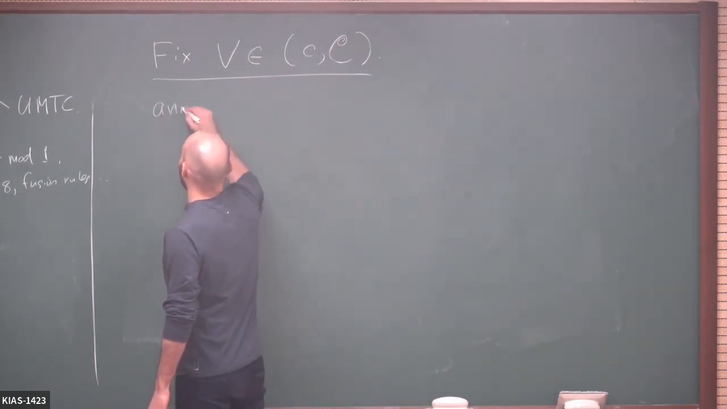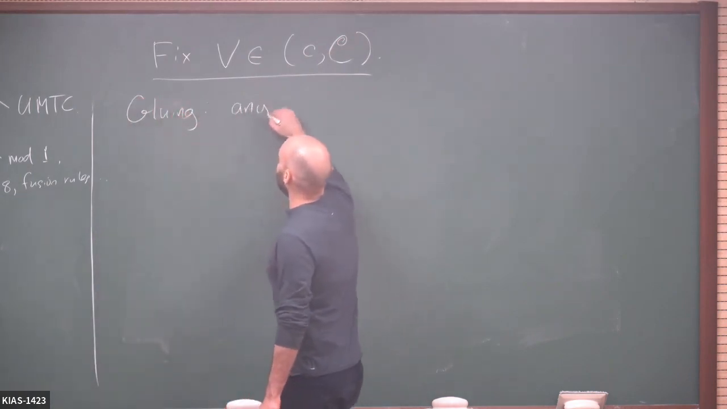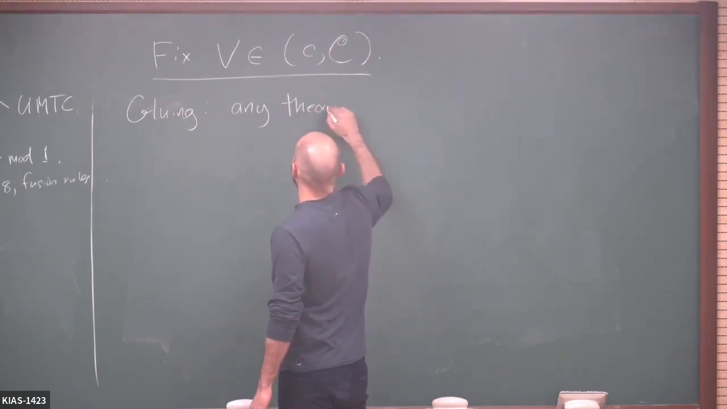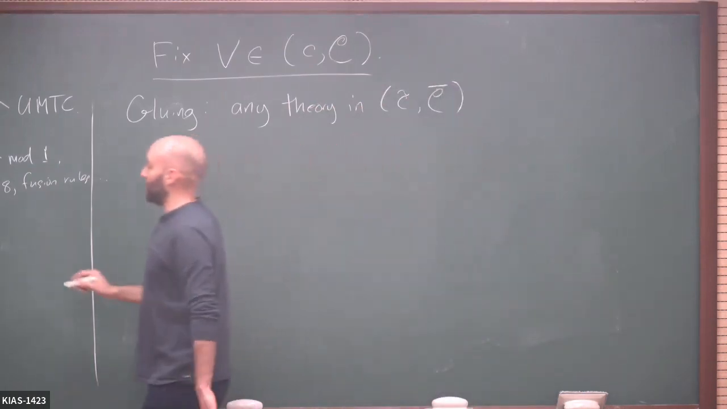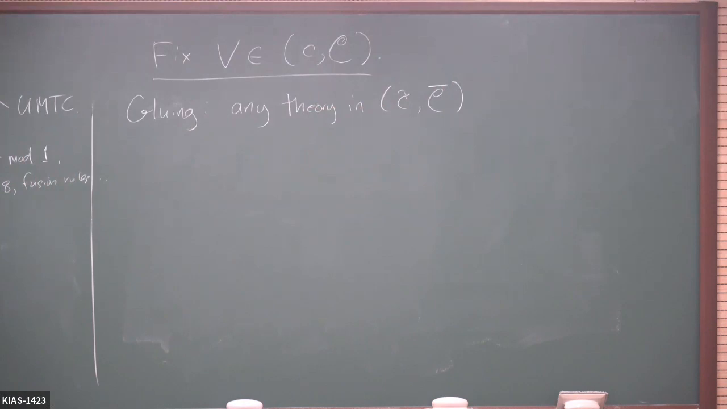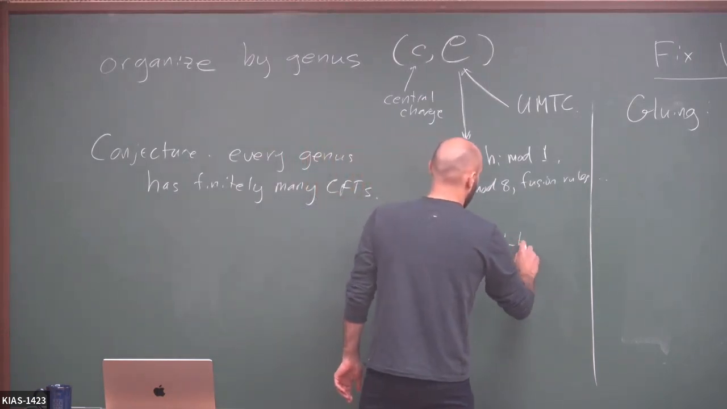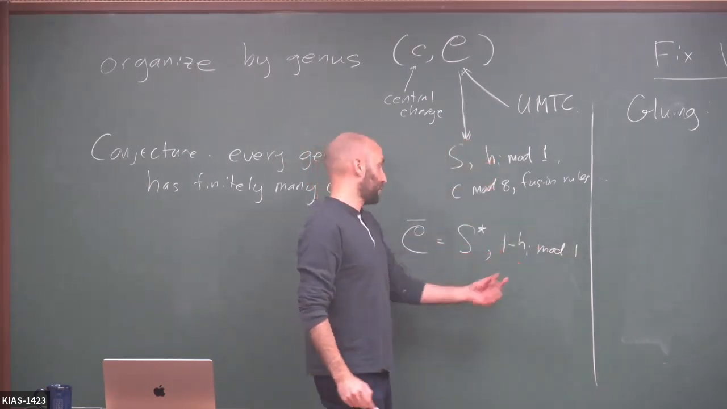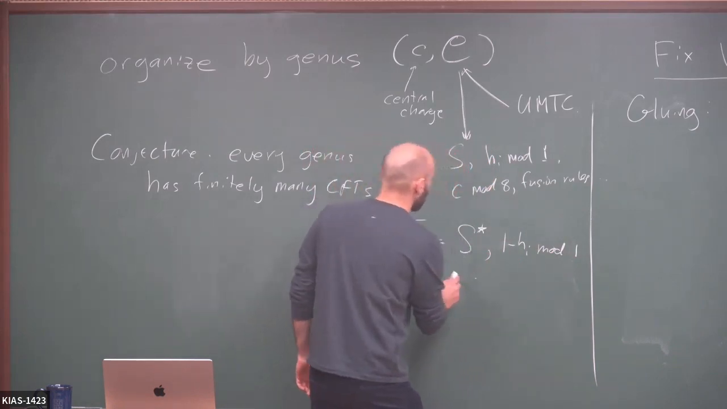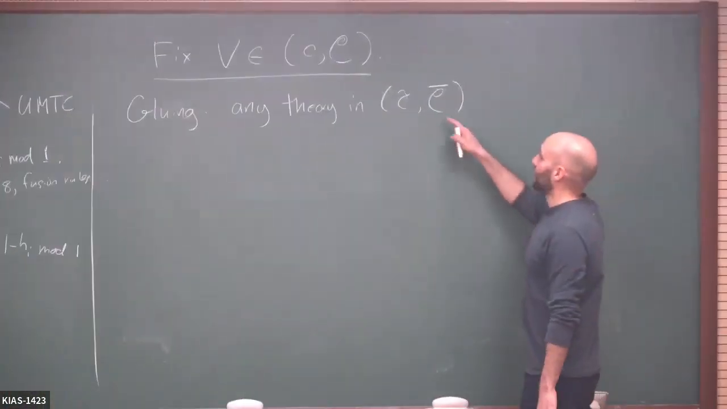So the first claim is what I'll call the gluing principle. So any theory in a quote unquote complementary genus. So at the level of this data here, a complementary genus has a complex conjugated S matrix. The conformal dimensions of the primaries are sort of inverted in this way, and so on and so forth. Again, if you don't know about UMTCs, just think I'm complex conjugating the SL2Z representation.